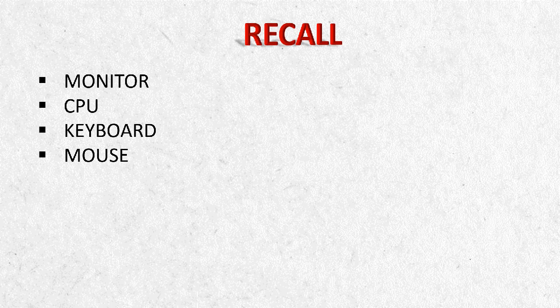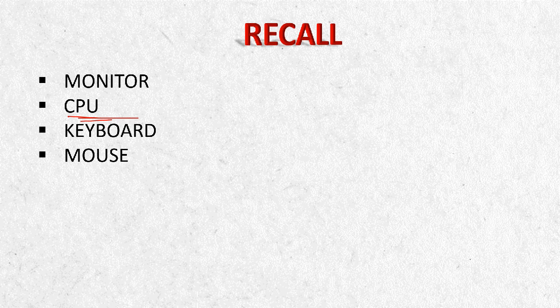The next is CPU. What is the full form of CPU? Central Processing Unit. This is the controller of all the parts of a computer. It controls the functions of all other parts. Hence it is called the brain of the computer. CPU is called the brain of the computer.